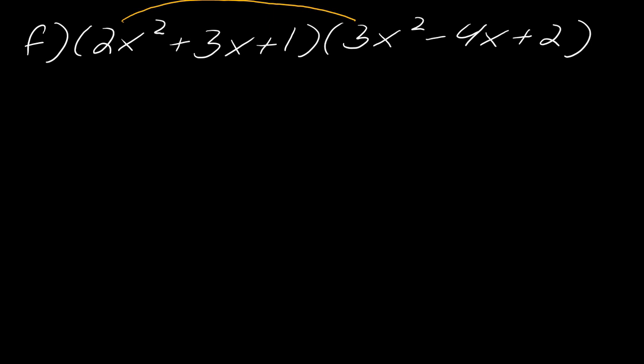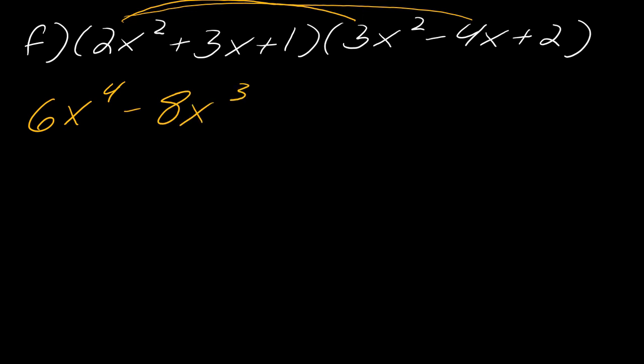So 2x squared times 3x squared is going to give me 6x to the 4th. Remember, you add the exponents. And then 2x squared times negative 4x, so negative 8x cubed. And then 2x squared times 2 will give me 4x squared. Okay, so now I've multiplied everything by the first term.